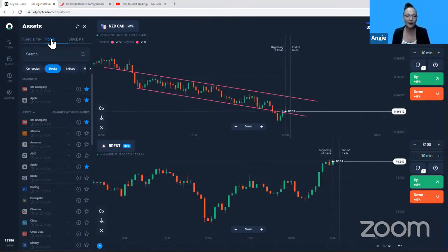And as a matter of fact, you can have the same currency pair, for example, or the same asset. And right here, you can have FTT, and on the bottom, you can have Forex. So that's like another really cool feature. And I totally see the advantage of this.